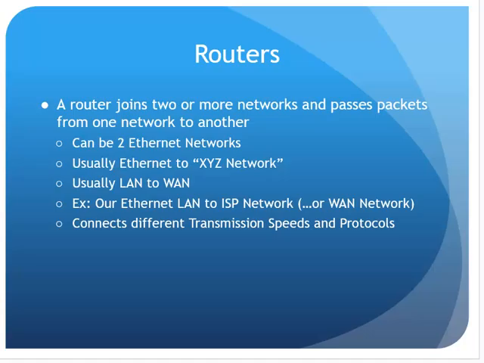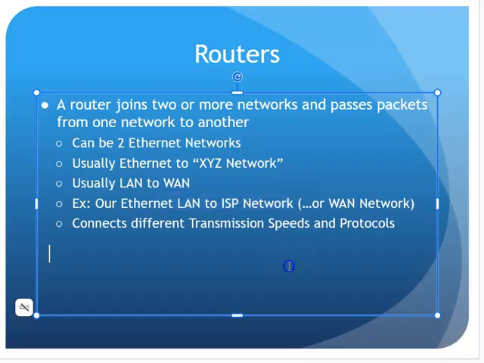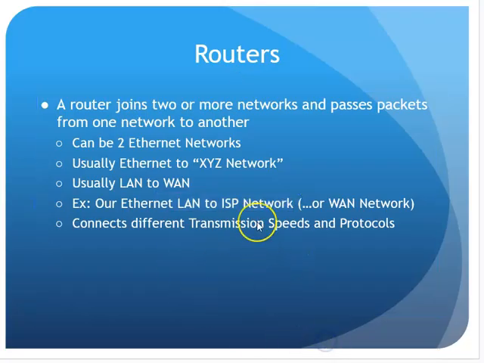The router's job is to join two or more networks and pass traffic from one network to the other one. These could be two Ethernet networks. It could be Ethernet to a WAN provider network. A lot of times it is LAN to WAN, my LAN out to the WAN, or connection to another site kind of thing. This right here, our Ethernet LAN to ISP network, if you will. Sometimes connecting different transmission speeds, even different protocols.